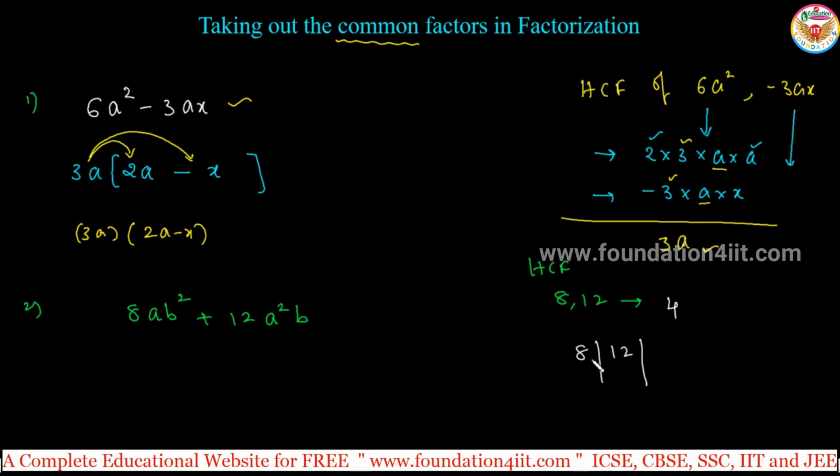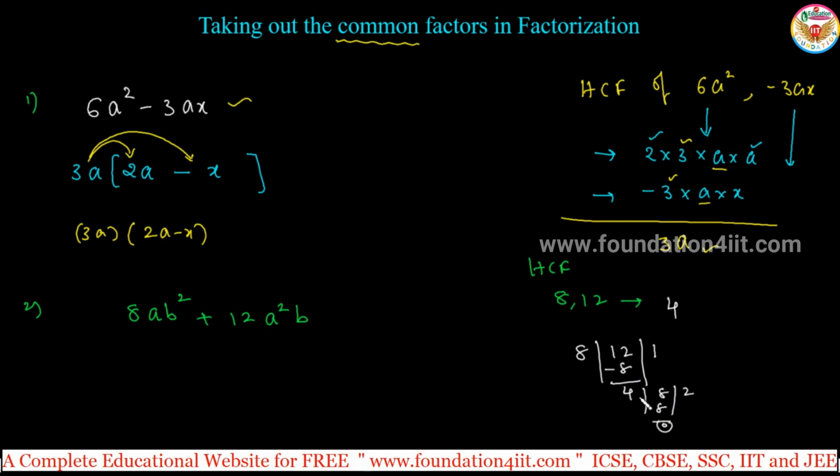Just the division method: 8 times 1 is 8. Subtract 4, again this 8 should come here. 4 times 2 is 8. Once you get 0, this is the highest common factor. So I can apply any method. The highest common factor of 8 and 12 is 4. Now just write the 4.